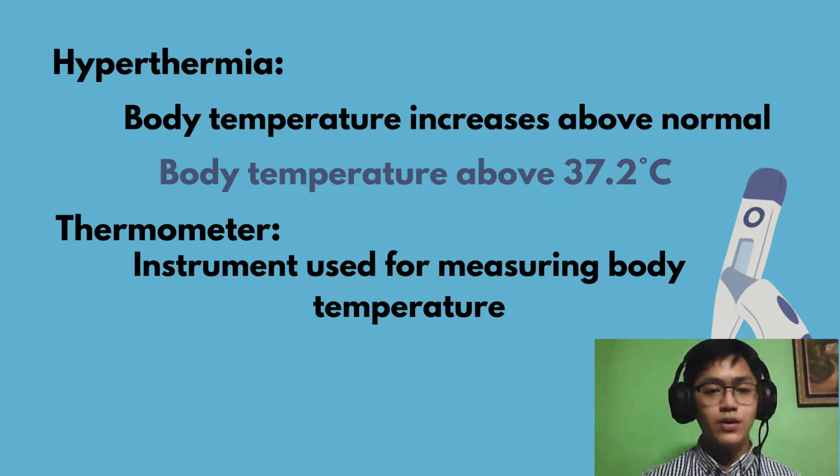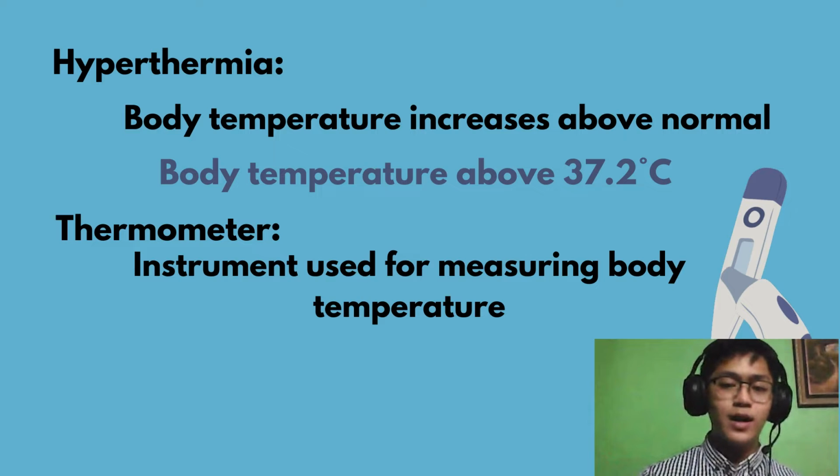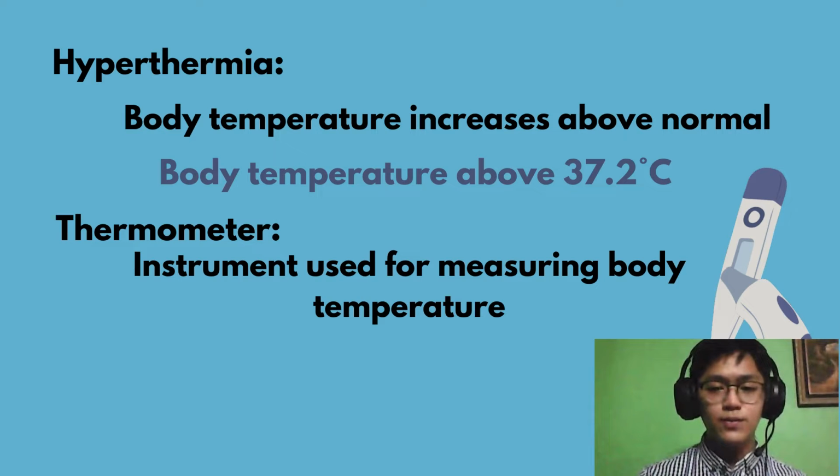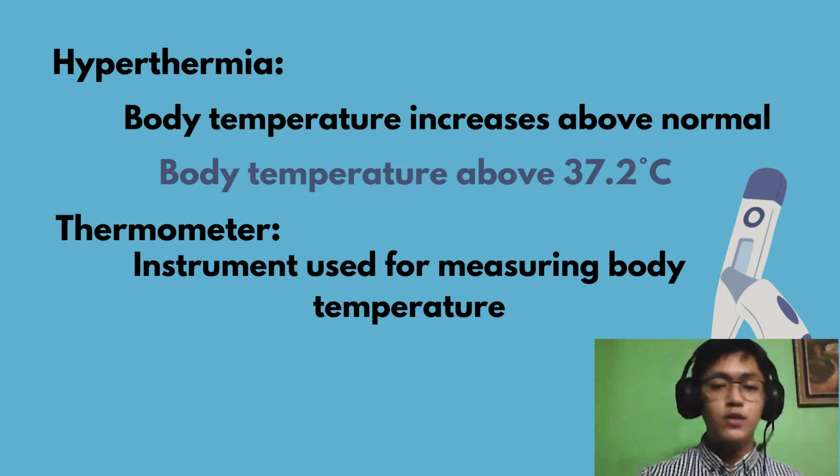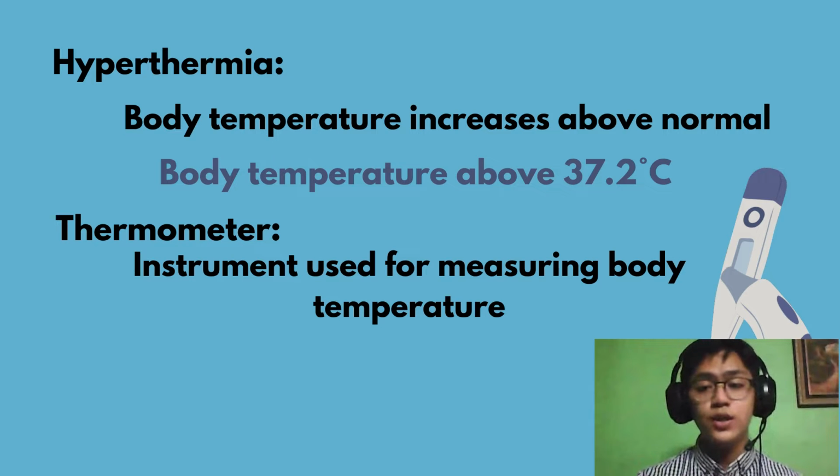Next is hyperthermia. This is when body temperature increases above normal. Just like what I've said earlier, the maximum value for the normal body temperature is 37.2 degrees Celsius. Anything above 37.2 degrees Celsius is considered hyperthermic or hyperthermia.